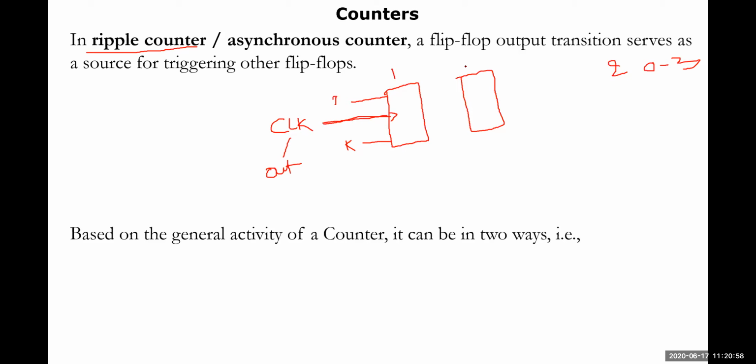Let us consider this first flip-flop, and this is the second flip-flop. It is also JK only. This is the clock here. So this clock will be connected from the output of the first flip-flop.